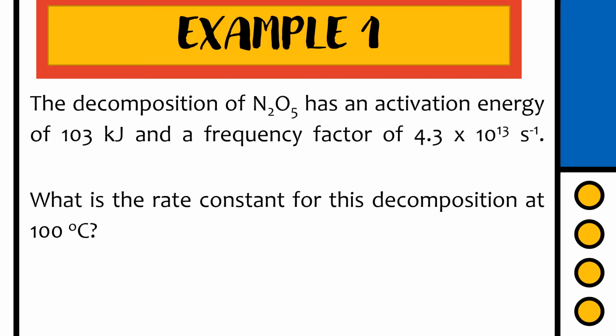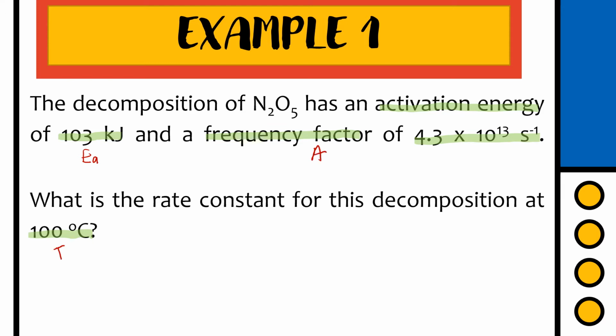Like I mentioned before, we have two types of calculation question: the first with one data, the second with two data. So how do we differentiate between one data and two data questions? Let's highlight the information that we have. First, I have activation energy, and then I have frequency factor. After that, the question gives you a temperature of 100 degrees Celsius. So this is our Ea, this is our A, and this is our temperature.